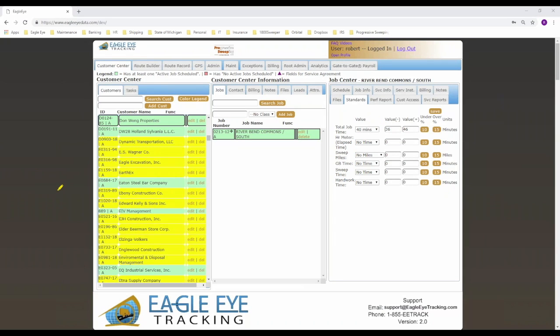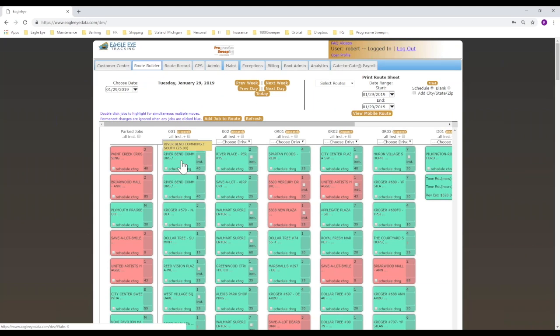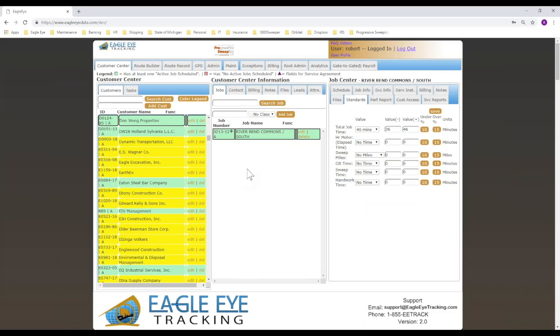So on your route builder, we'll go back. Start here. So you see the Riverbend Commons is 40 minutes. You see the Kroger's 20 minutes. To get those times, right-click on the job, click Go to Job Center, and then from the standard is where that 40 minutes will come in.